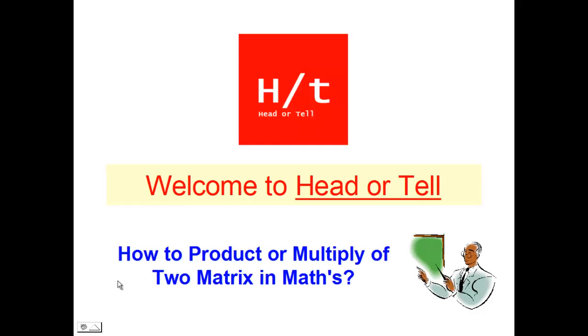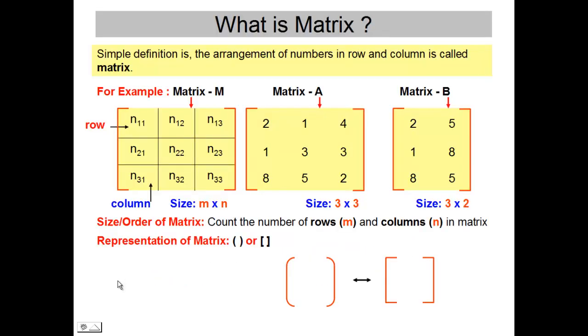How to product or multiply two matrices in maths. What is a matrix? A simple definition is that the arrangement of numbers in rows and columns is called a matrix.